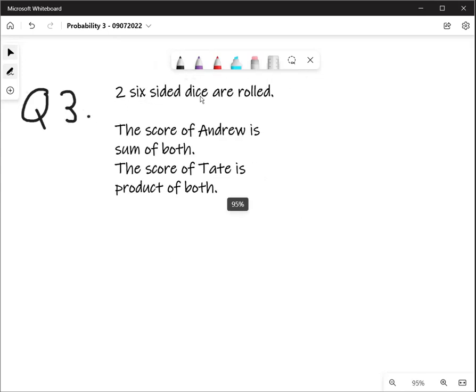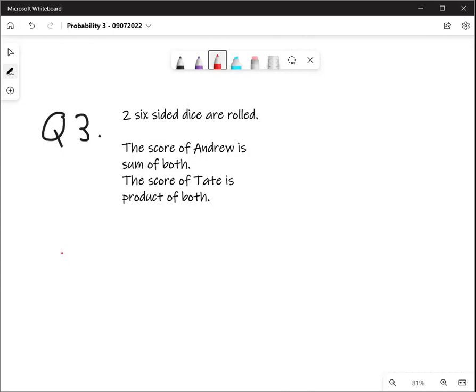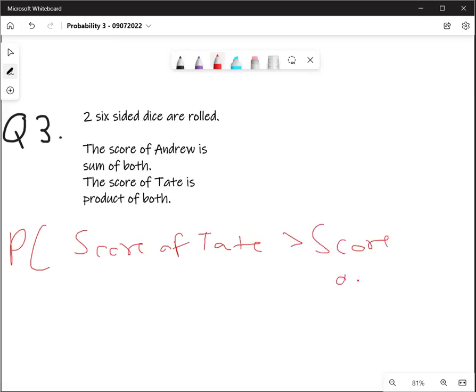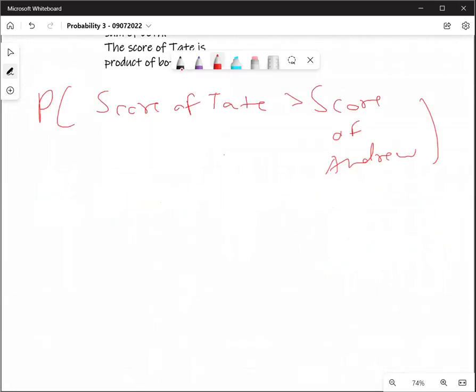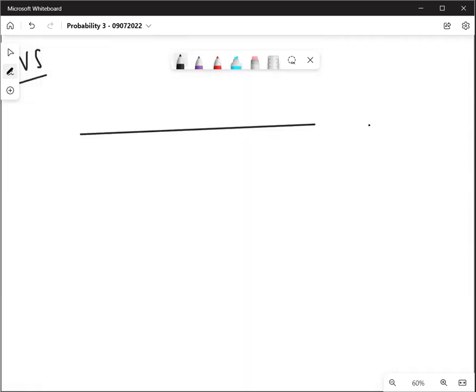All right. So now how do we solve this? Do it in your notebook and send me the answer. The probability you're supposed to find is P of score of Tate is greater than score of Andrew. Two 6-sided dice are rolled. So you want the probability of both the dice together? Yes. Let's solve this together actually. It'll be 1 2 3 4 5 6, 1 2 3 4 5 6 on both sides, right? Let's do it on the board.